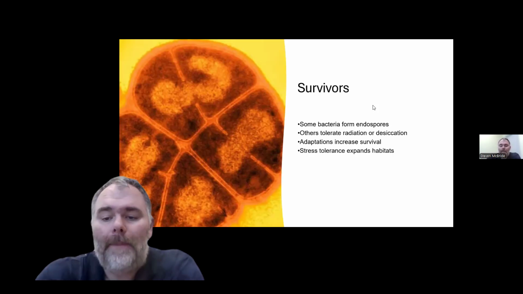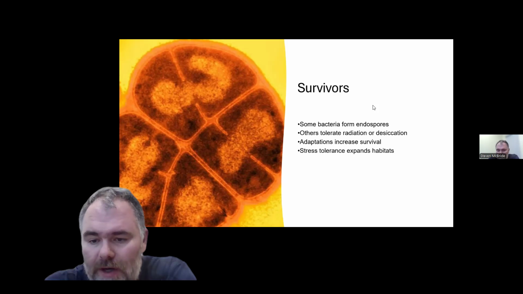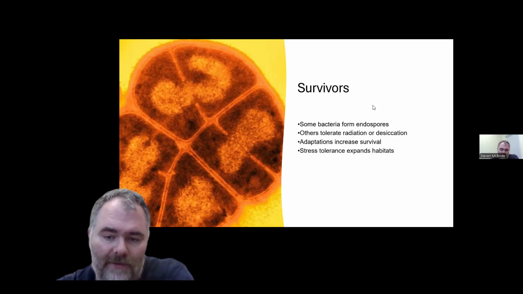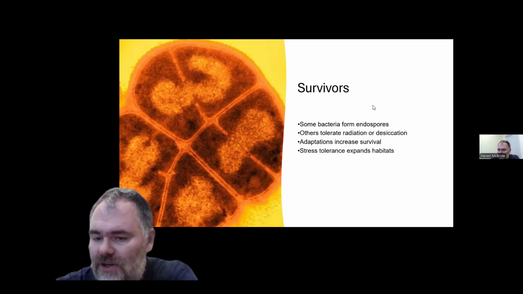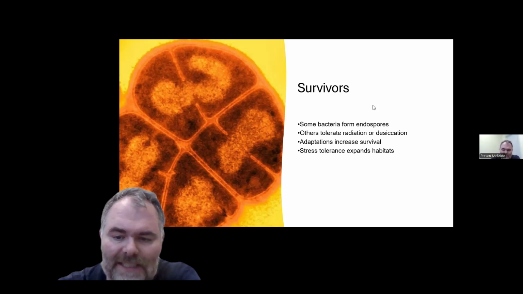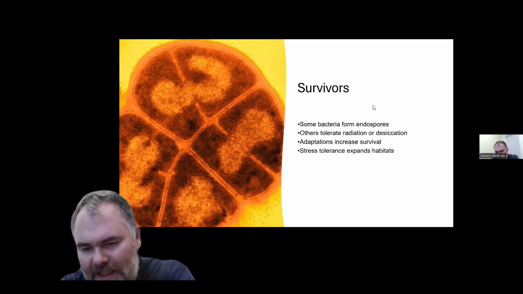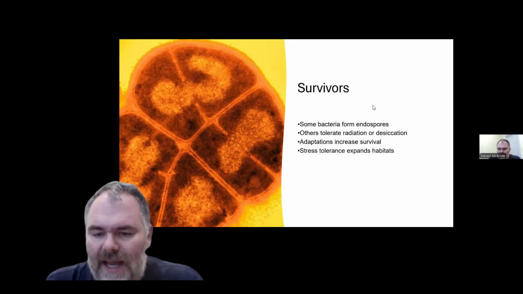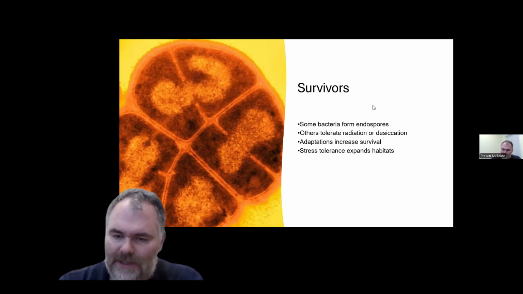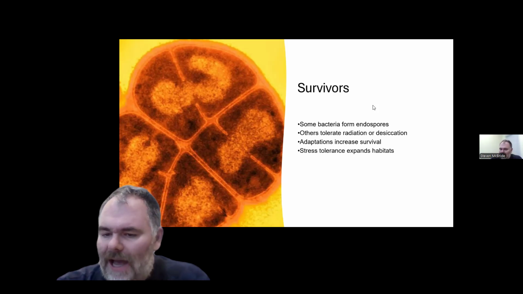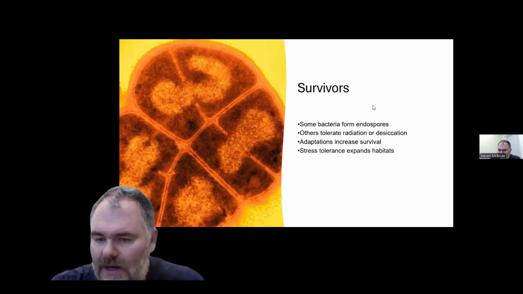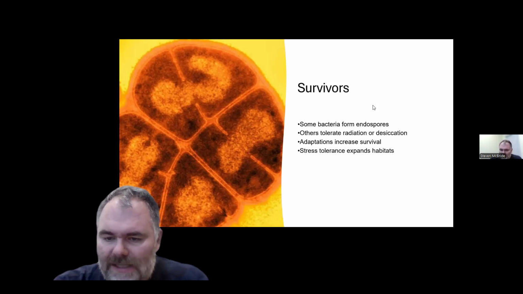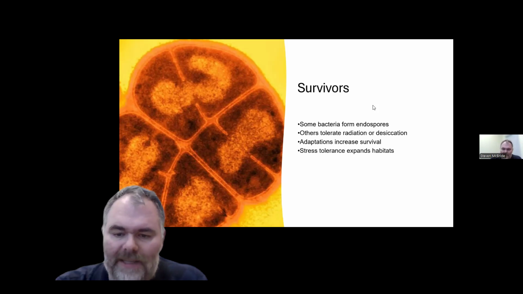Some bacteria survive environmental stress through extraordinary adaptations. Certain bacteria form endospores, highly resistant dormant structures that allow survival during harsh conditions such as heat, dryness, radiation, or nutrient limitation. Other bacteria tolerate extreme dehydration, radiation exposure, or freezing temperatures. These adaptations allow microbes to survive environments that appear completely inhospitable. Stress tolerance expands the range of habitats bacteria can occupy. This is one reason microbes are found nearly everywhere on Earth.